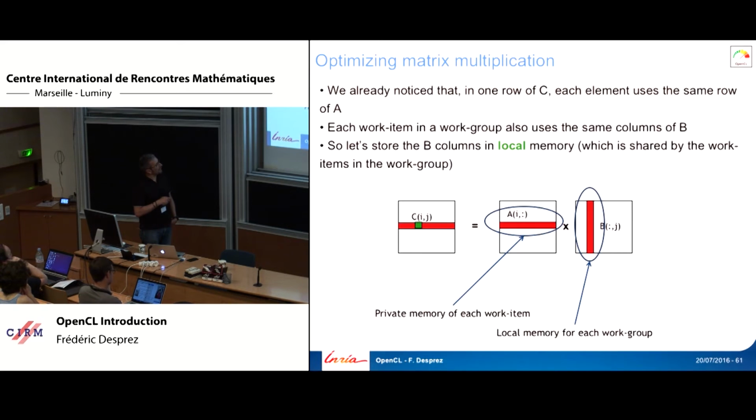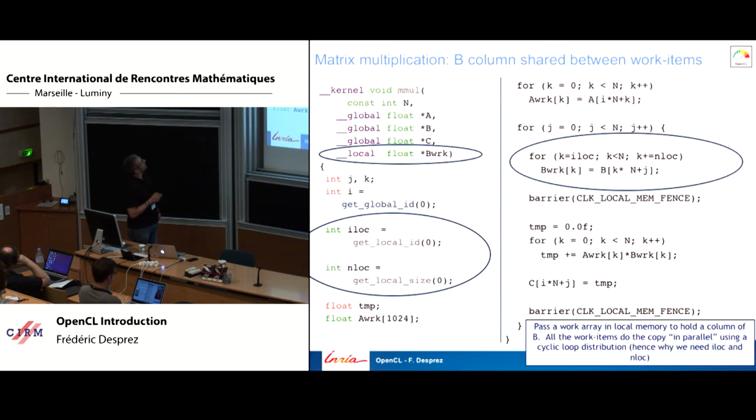The second idea is to have this column of B shared between the work items. And so we have to put this column of B in the local memory. You specify here that you have a new buffer called B worker in local memory, which is specified here as an argument of the function. So you need to have information about the location of your elements. And so you have to move your data explicitly again, by moving each element into this working buffer for B.